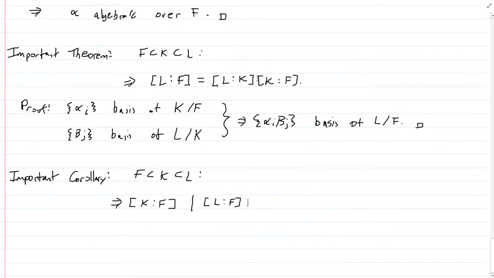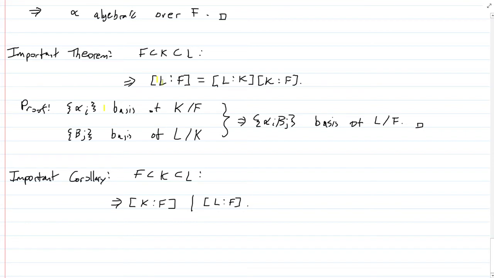Now here's another important theorem. Say you have a tower of extensions. F is contained in K is contained in L. Then the degree of L over F is the degree of L over K times the degree of K over F. Right. So yeah, how do you prove this?